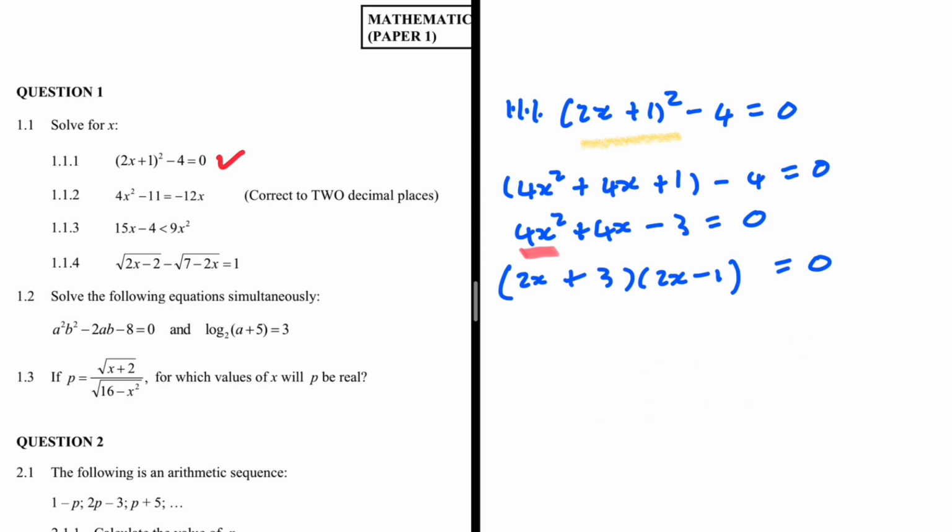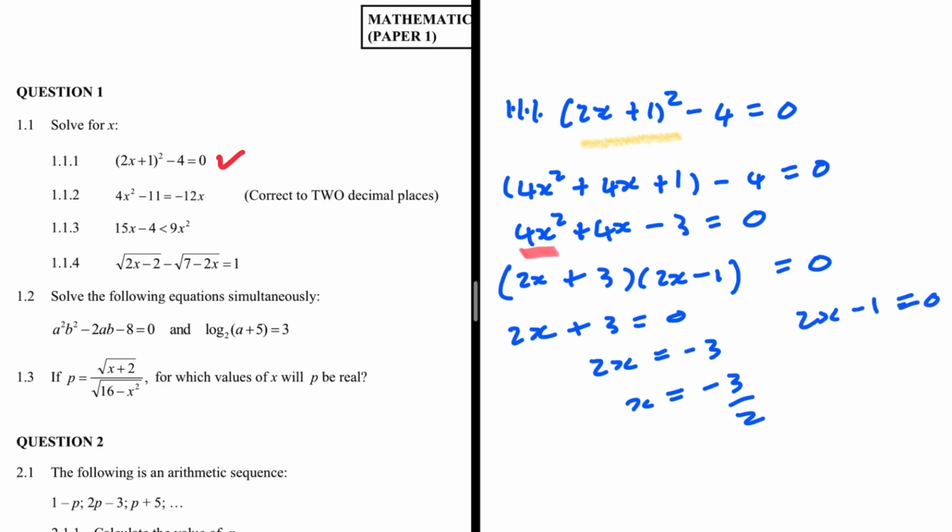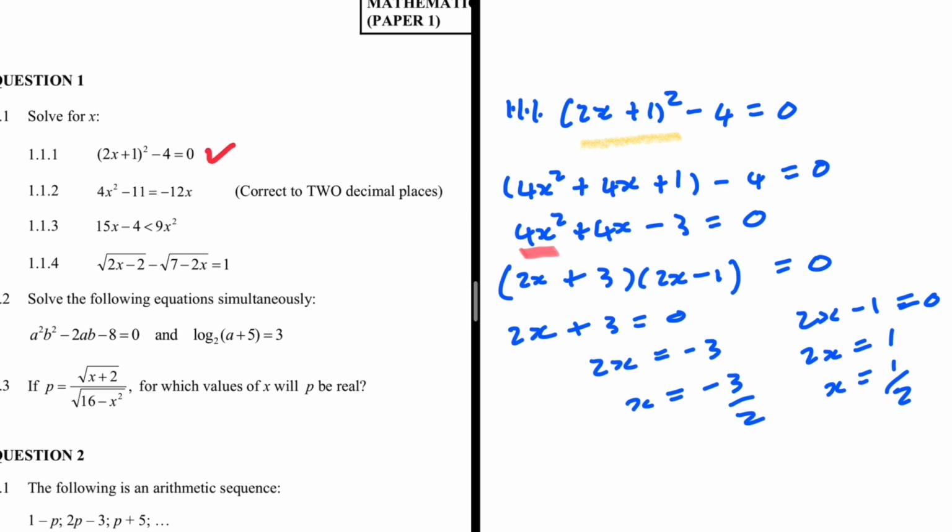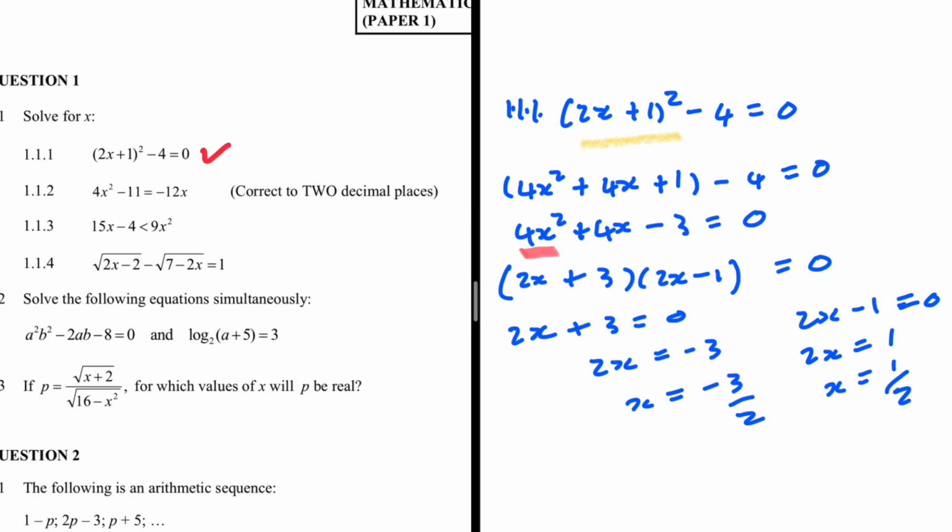Okay, and now to get our values of x, 2x + 3 = 0, 2x = −3, x = −3/2. On the other hand, we have 2x − 1 = 0, so 2x = 1, x = 1/2. So there we go. These are our values of x in 1.1.1. If you take a look at 1.1.2, correct to 2 decimal places.